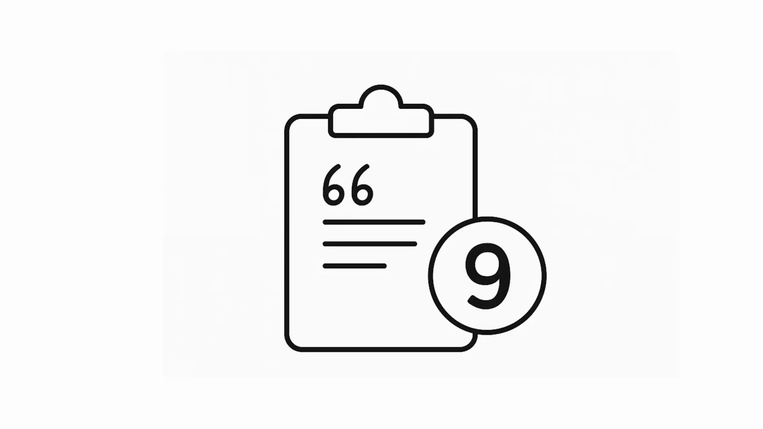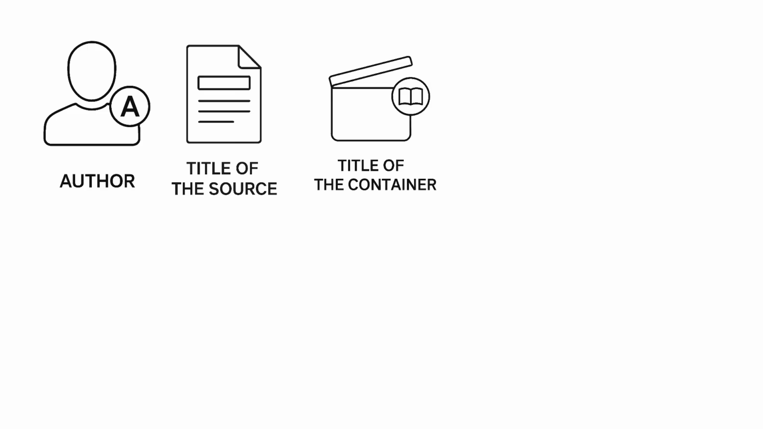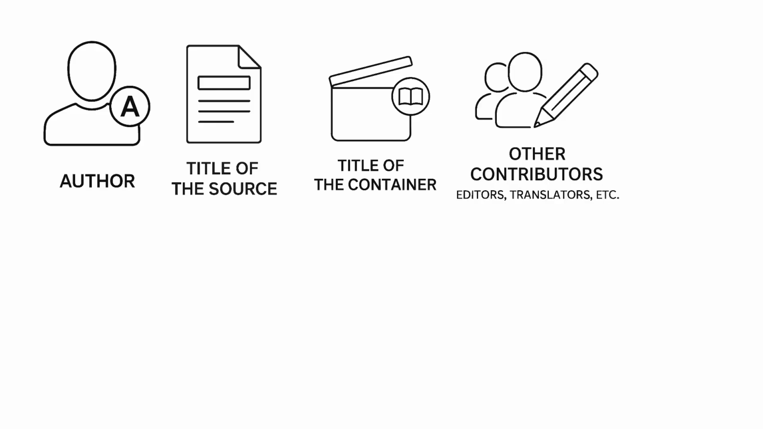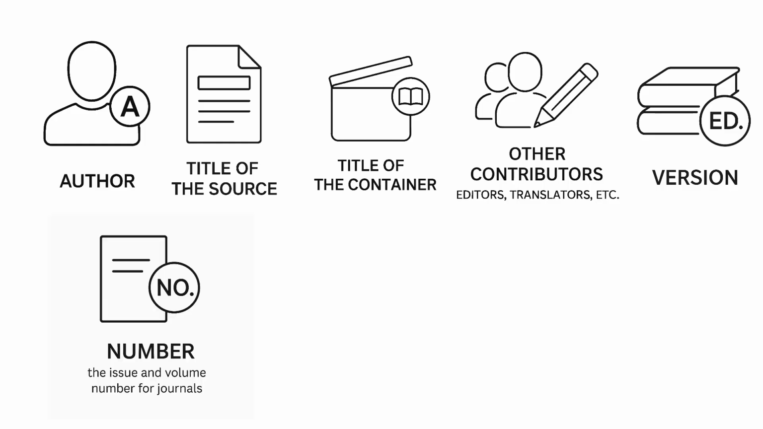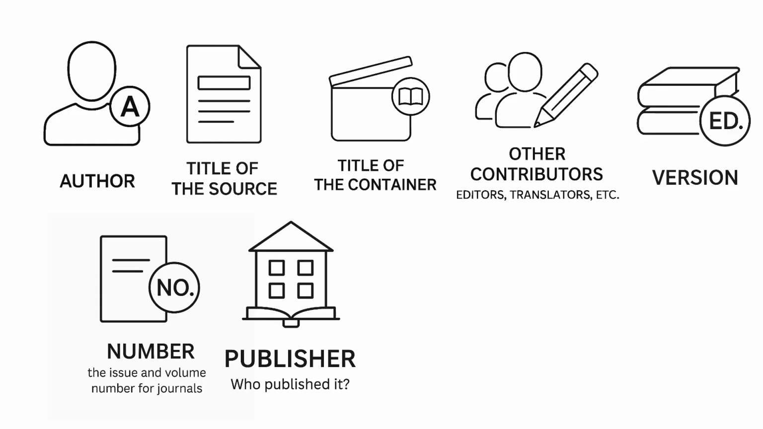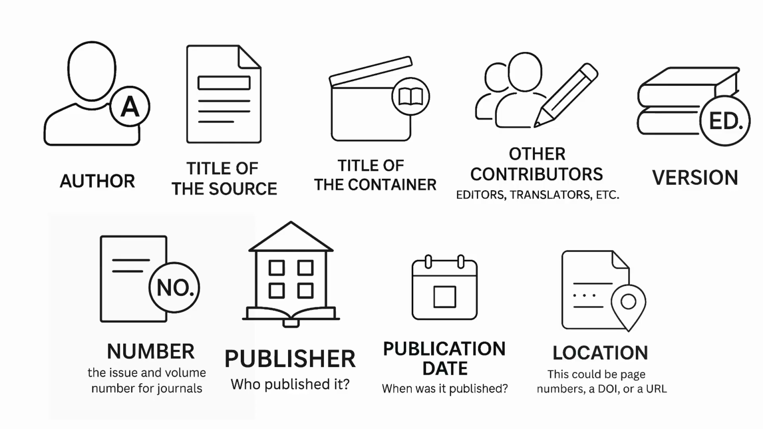If you've seen our earlier videos, you'll remember the 9 core elements of MLA citations. Author, who wrote it? Title of the source, what is it called? Title of the container, where is it found? Other contributors, editors, translators. Version, like an edition or a volume. Number, this is the issue and volume number for journals. Publisher, who published it? Publication date, when was it published? Location, this could be page numbers, a DOI, or a URL.